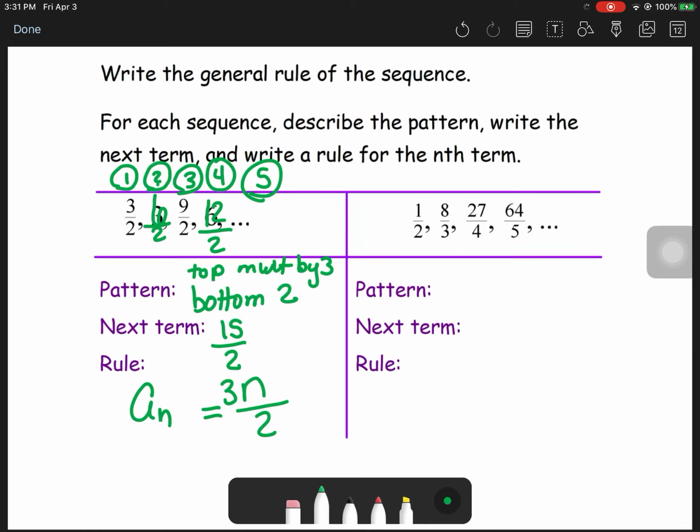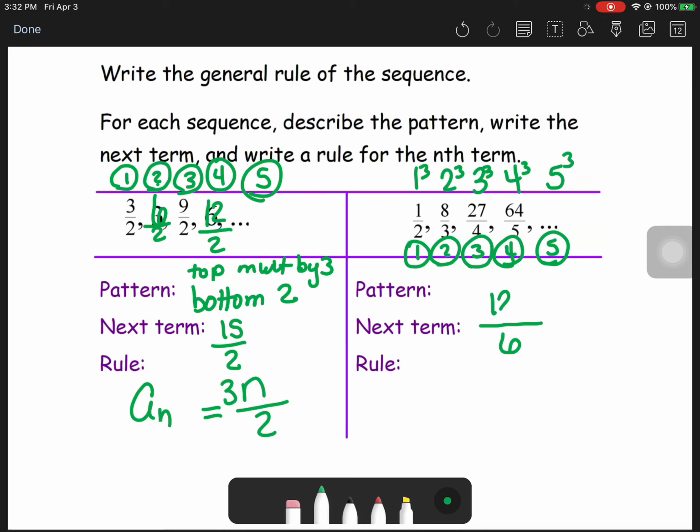All right, let's take a look at the last one. So the pattern, if you remember from previous chapters, looks like the top is perfect cubes. 1 cubed, 2 cubed, 3 cubed, 4 cubed. Looks like it would be 5 cubed for the next one. And then it looks like we're adding 1 each time. So if this were in the first position, plus 1. Second position, plus 1 is 3. Third position, plus 1 is 4. Fourth position, plus 1 is 5. Fifth position, plus 1 is 6. So it looks like the next term would have a 6 in the bottom.